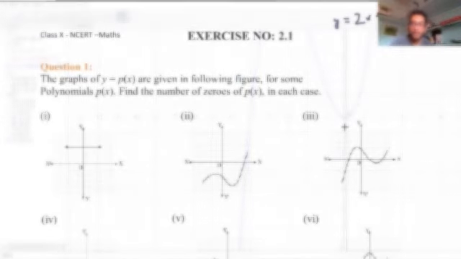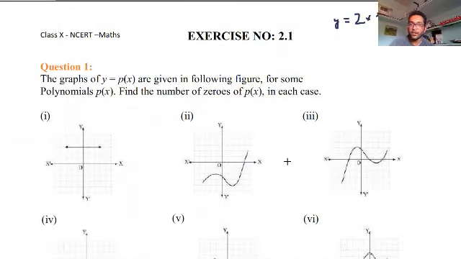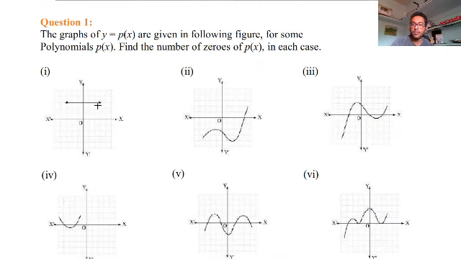Let us come to the exercise. Exercise 2.1 says the graphs of y is equal to p(x) are given in the following figures. For each, find the number of zeros. So this is a linear polynomial, but it is not cutting the x-axis, so its number of zeros is 0 because it is cutting the x-axis 0 times. This polynomial is intersecting the x-axis at 1 point, so the number of zeros is 1.